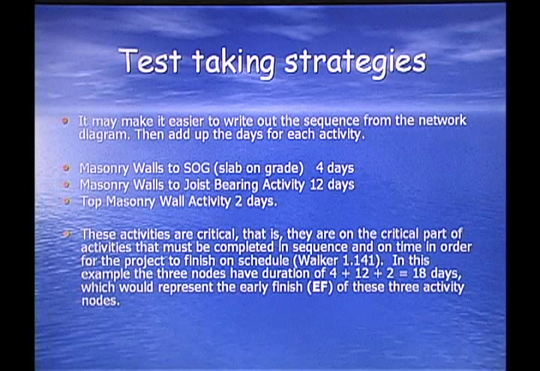These activities are critical. That is, they are in the critical part of the activities that must be completed in sequence and on time in order for the project to finish on schedule. In this example, the 3 nodes have a duration of 4 days plus 12 days plus 2 days. And so your critical path is 18 days, which represents your early finish date of these 3 activities.